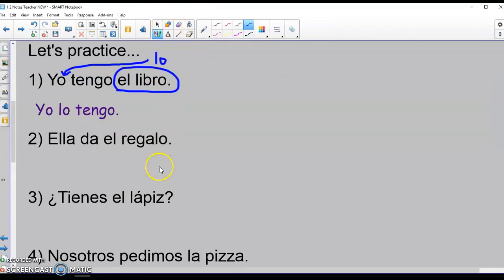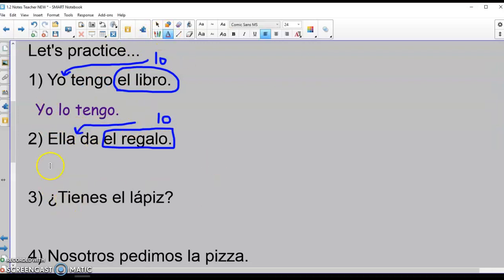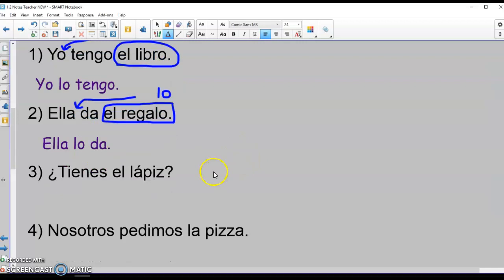Okay, ella da el regalo. She gives the gift. So I want to replace the gift to say she gives it. So again, I'm going to use lo because el regalo is singular and masculine. And when I rewrite it, it's going to go before da because da is the conjugated verb. So ella lo da.